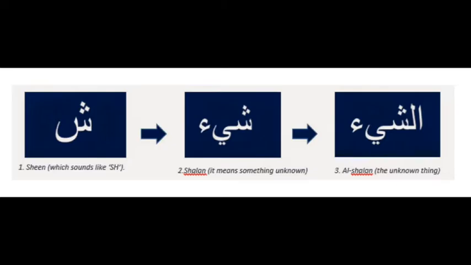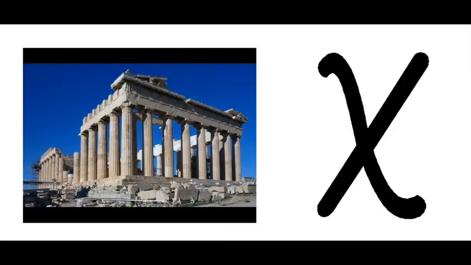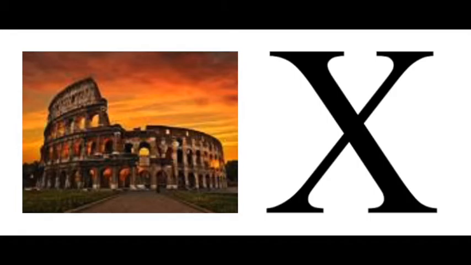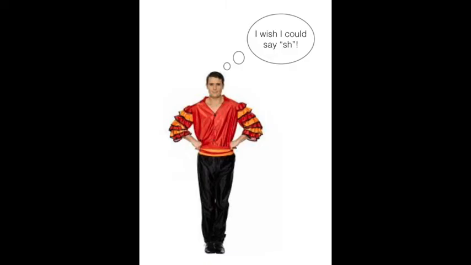When Spanish scholars began to translate Arabic texts during the medieval period, they were unable to make the sh sound necessary for al-Shayan, so they borrowed the k sound from the classical Greeks and used the letter ki to mean the unknown. Later, when this was translated into a common European language, Latin, they simply replaced the Greek ki with the Latin x. So this means that the reason why x is the unknown in algebra is because you can't say sh in Spanish. Ain't language grand?